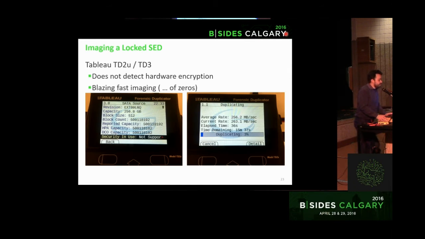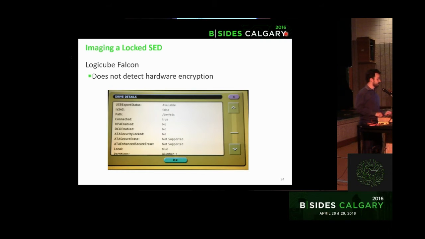It will create an image of that drive to another repository. So the Tableau, TD2U, TD3, these are pretty popular. They have an option, actually, where they can say if there's any security in use. They pretty much look at just the ATA security mode. They're not going to see that the drive's encrypted if it has hardware encryption. And there's some cases where they're just going to go happily and image that drive at very fast speeds.